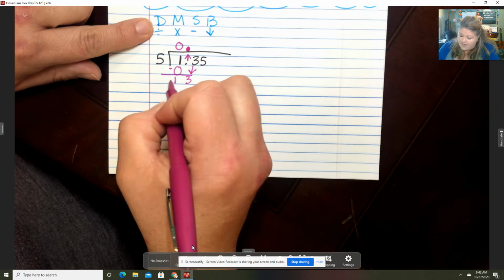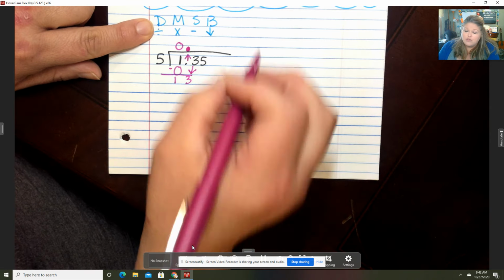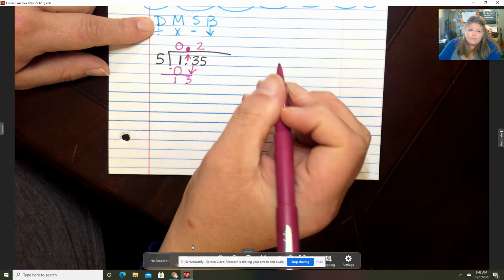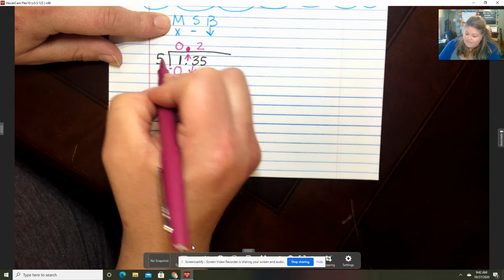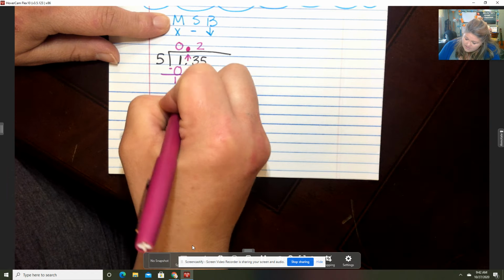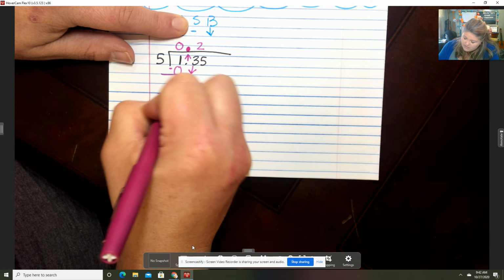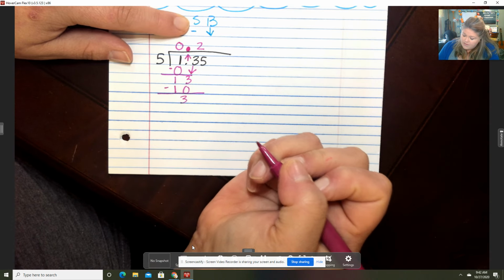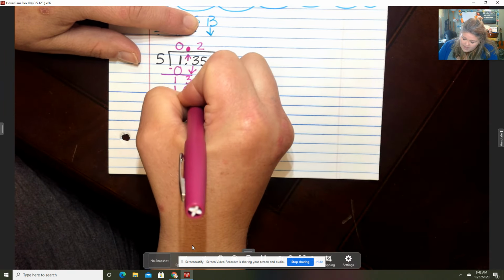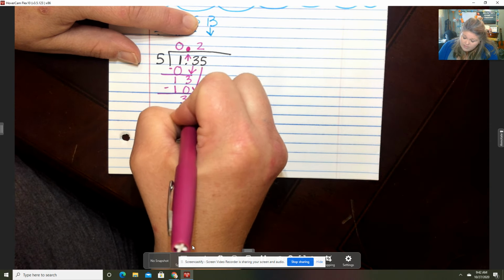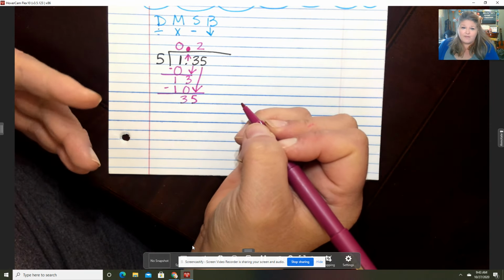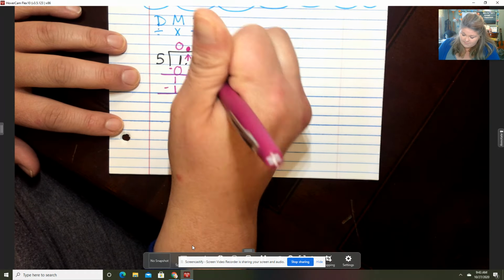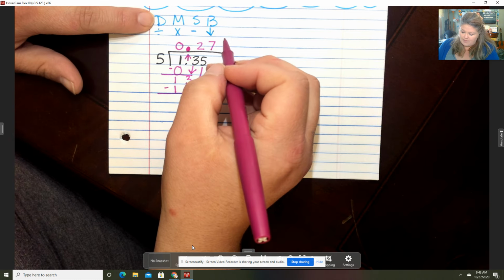All right, now we're going to divide again. 5 goes into 13 2 times. You put your 2 over that 3, right? Now I'm going to multiply. 2 times 5 is 10. Now I'm going to subtract. 13 minus 10 is 3. Okay, now I'm going to bring down. Again, I'm going to put my arrow there so I don't forget that I have to bring that 5 down. 5 goes into 35 7 times. That 7 goes over that 5. I'm going to divide again.